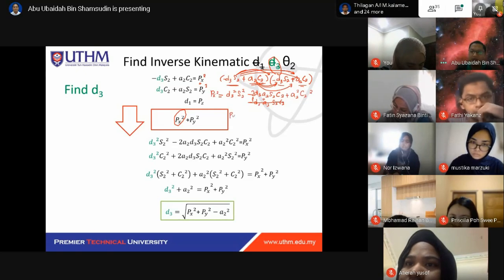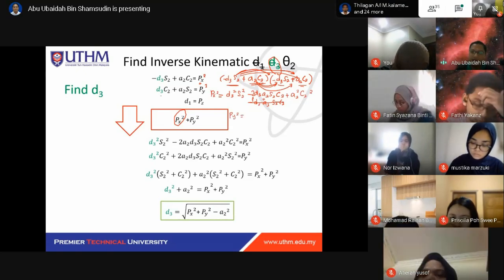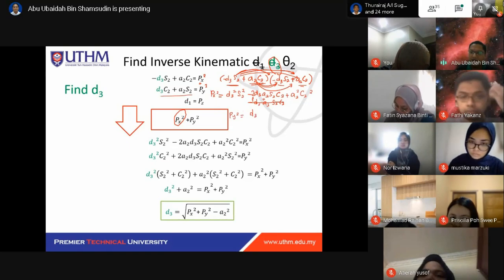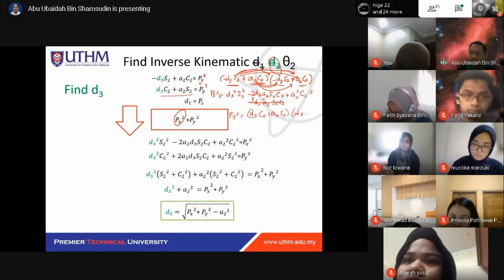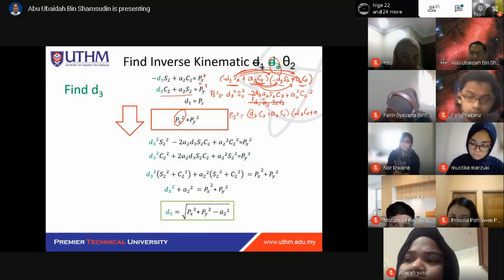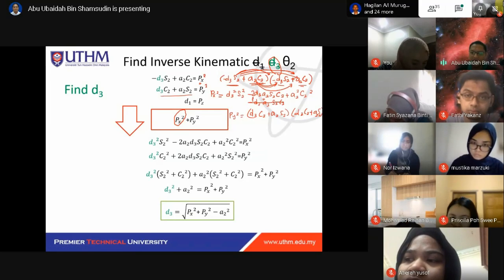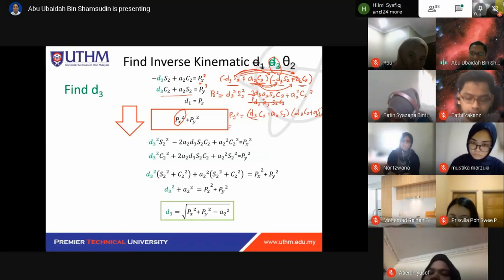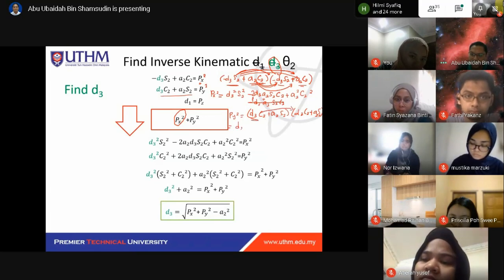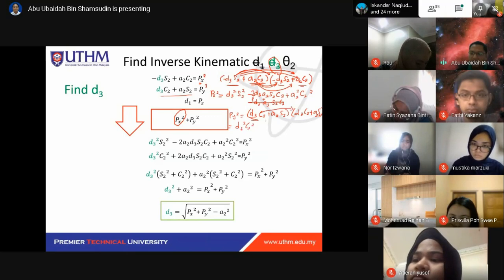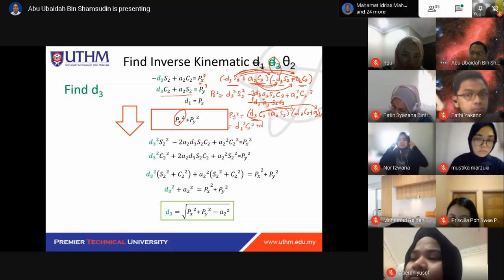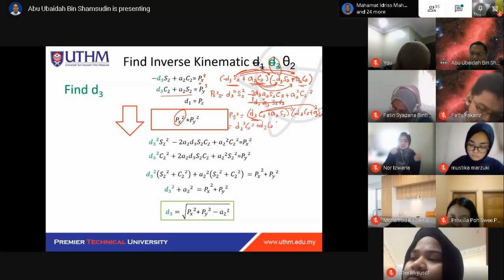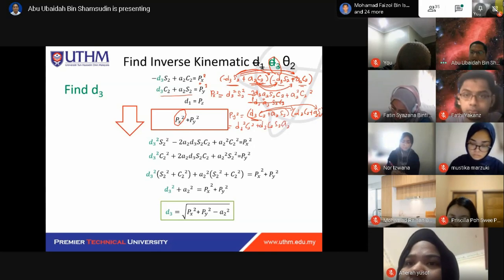How about the Py powered by 2? Same thing. So we just do this equation here again. d3 c2 plus a2 s2, d3 c2 plus a2 s2. So what we will get here is this equation multiply with this equation here, we will get d3 powered by 2 c2 powered by 2. This equation here multiply with this equation over here, so we will have d3 c2 s2 and a2.